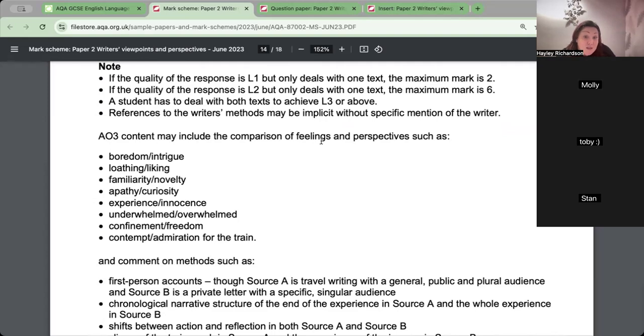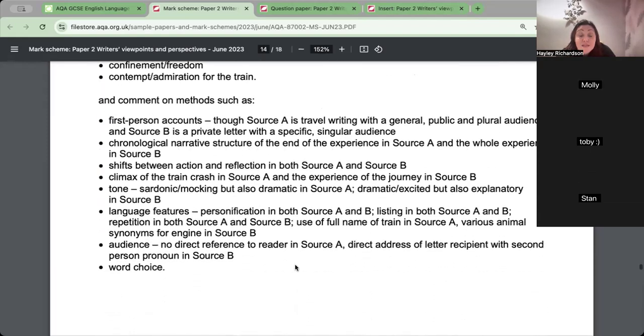Content may include the comparison of feelings and perspectives, such as boredom and intrigue, loathing and liking, familiarity and novelty, apathy, curiosity, experience, innocence, underwhelmed, overwhelmed, confinement, freedom, contempt, and an admiration for the train. And it may comment on methods such as first-person accounts, chronological narrative structure, shifts between action and reflection, climax of the train crash, tone, language features, audience, and word choice.